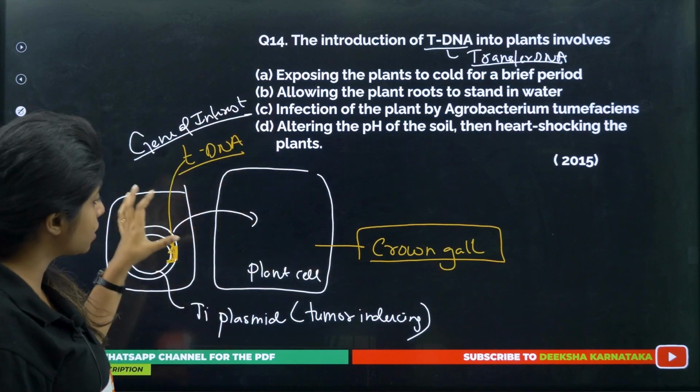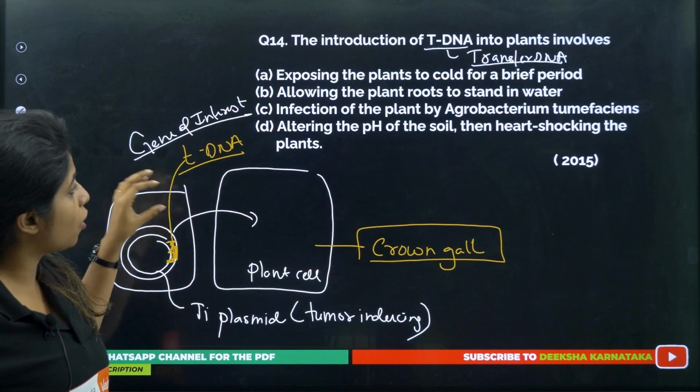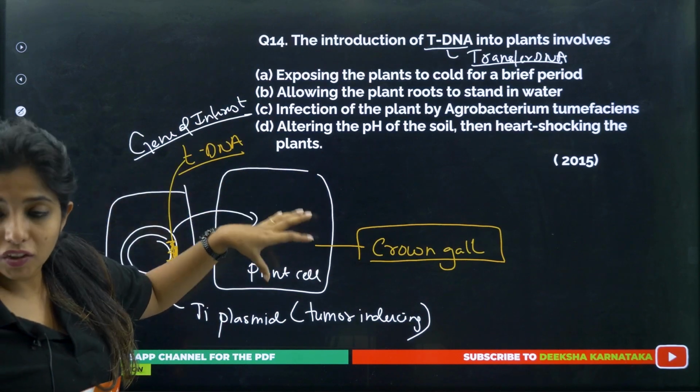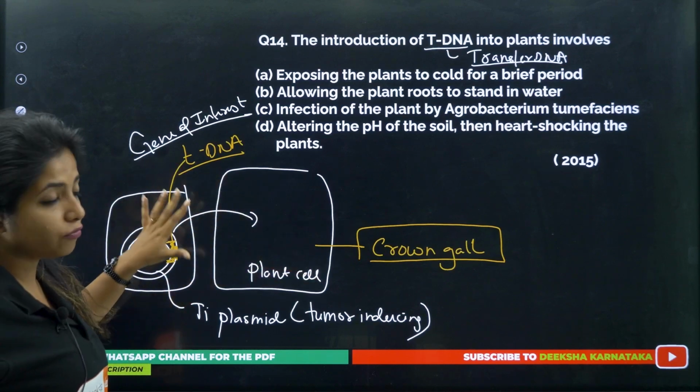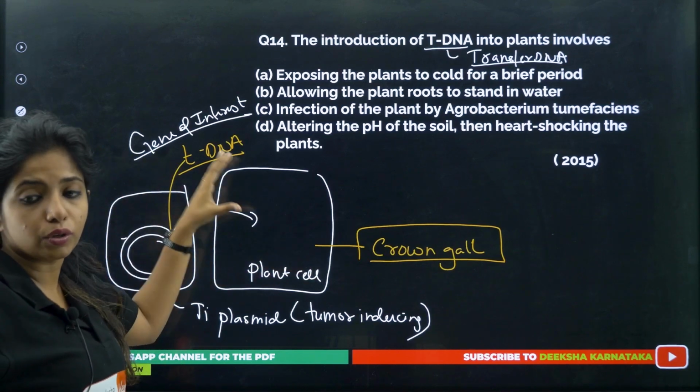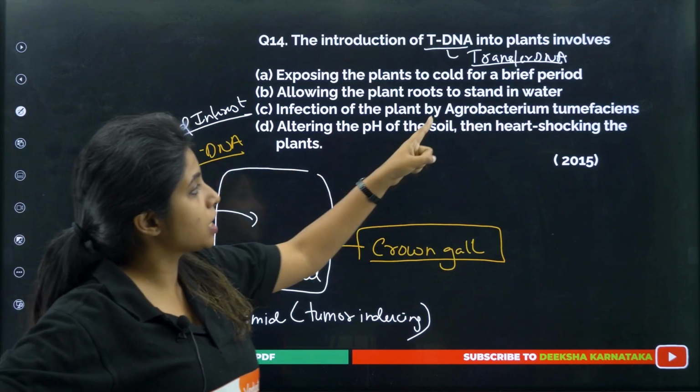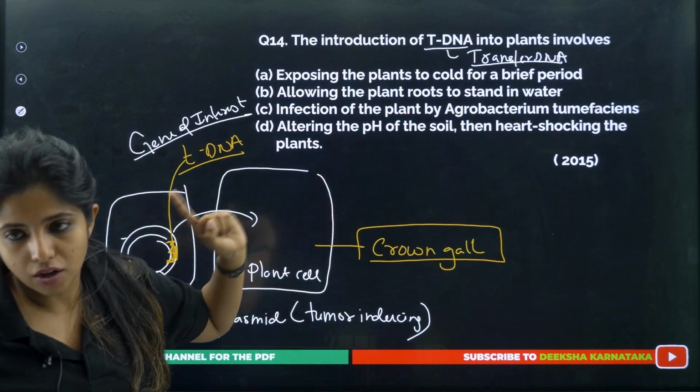But they are not talking about the gene of interest here. They are asking you how the normal tDNA introduction takes place in the case of plants. So, only if it is infected by Agrobacterium tumefaciens, then only it can get the tDNA. So, infection of plants by Agrobacterium tumefaciens is the answer.